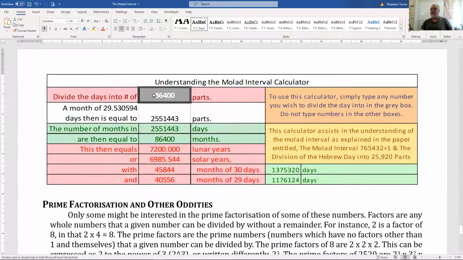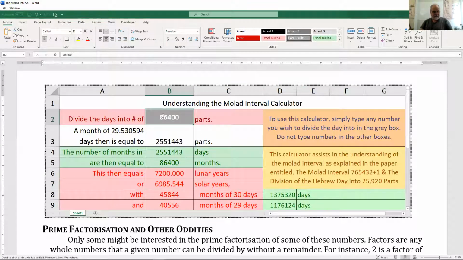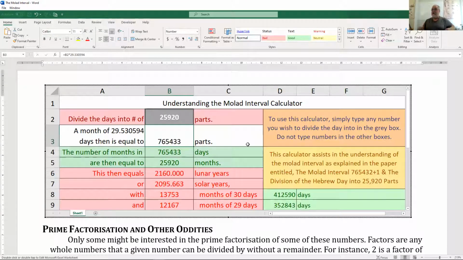So if I divide the day into 25,920 parts, this calculator will tell me that a month is 765,433 parts. So if I converted that into a fraction, it would be 29.530594 days.